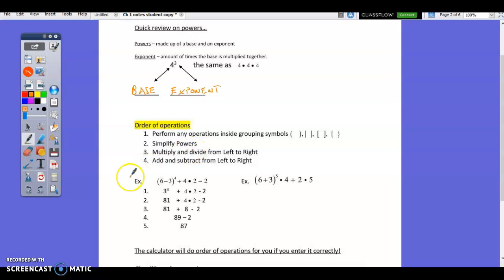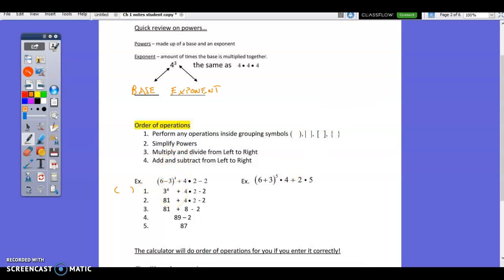After you simplify any powers, what's left is any multiplication or division, and then any adding or subtracting would be your final step. So in this example right here, what we did first, 6 minus 3, was inside of these grouping symbols, so I simplified that first. So you can see from here to here, I did the parentheses first. 6 minus 3 is 3, and I bring down everything else. The 4 comes down plus 4 times 2 minus 2. Next thing we would do, since there's no more grouping symbols, would be any type of power.